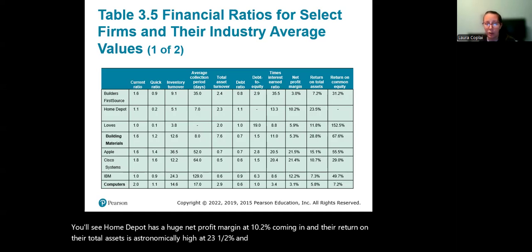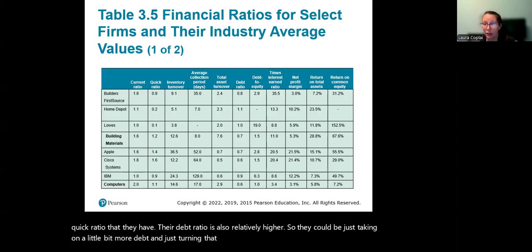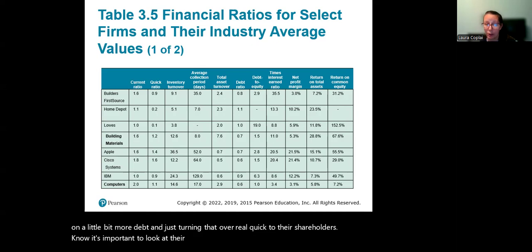And that could be due to the quick ratio that they have. Their debt ratio is also relatively higher. So they could be taking on a little bit more debt and just turning that over real quick to their shareholders. It's important to look at their financial statements to get a whole picture.